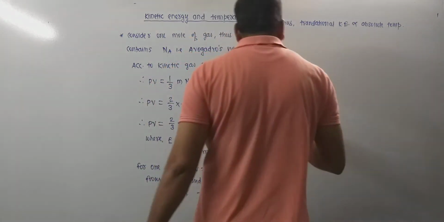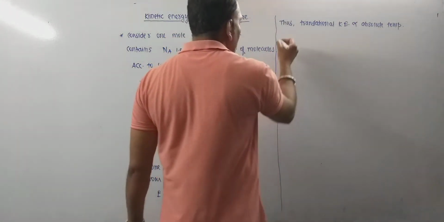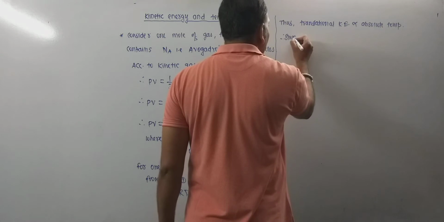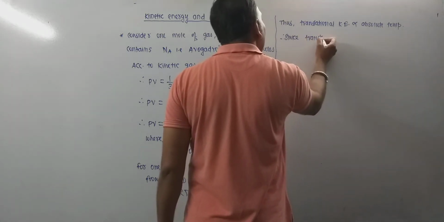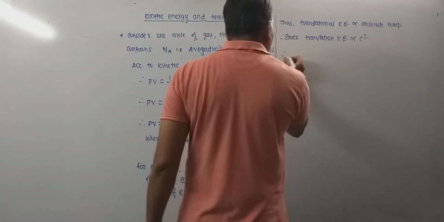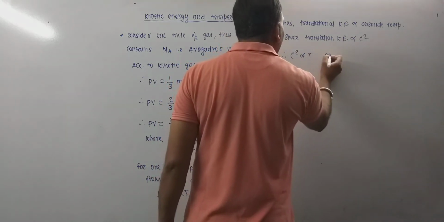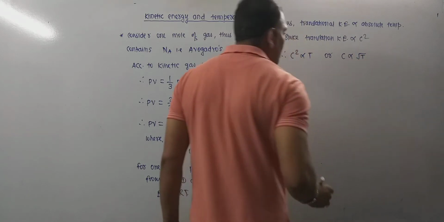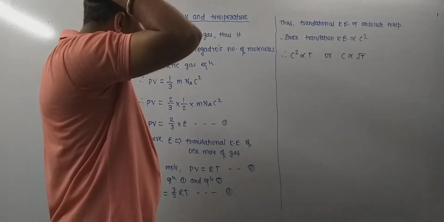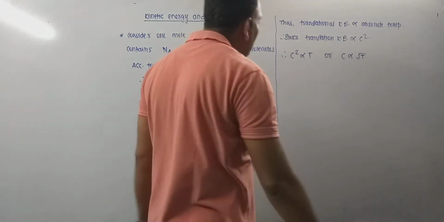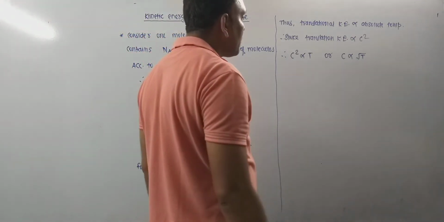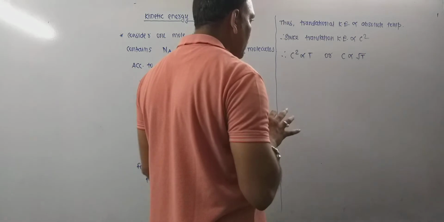And since translational kinetic energy is also proportional to C square, one can give easily that C square is proportional to T, or C is proportional to root T. So thus what this indicates, at absolute zero of temperature, I mean when T equals 0, then the translational kinetic energy is also 0 for sure. That is very important thing.